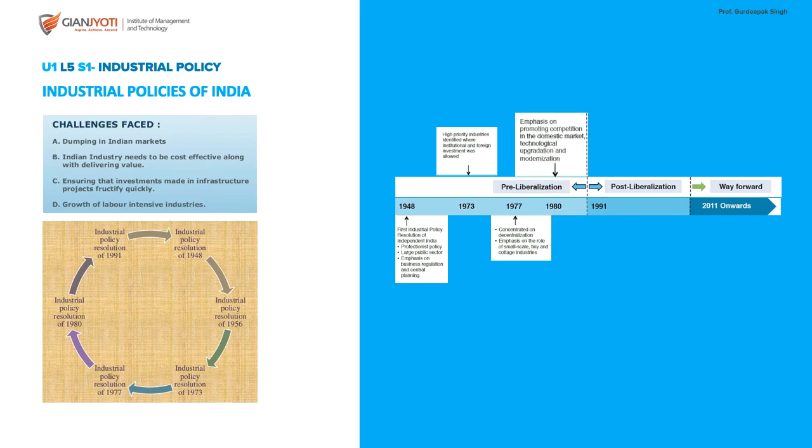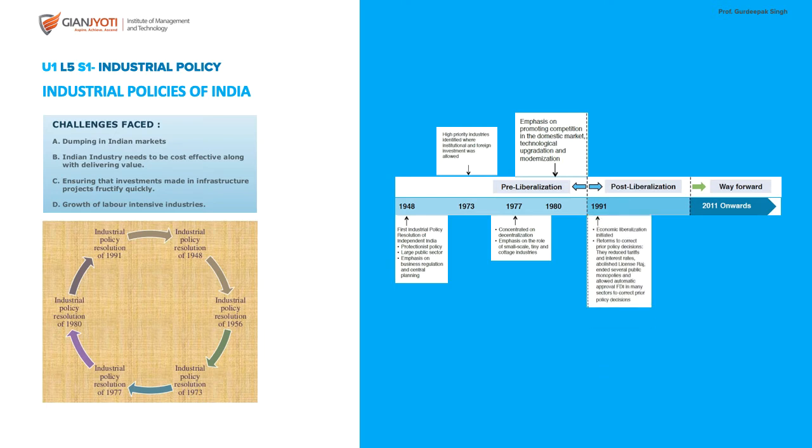But let me also talk about 1980. In 1980, we wanted the quality of the gross product, all the products that we are making in the country, to be good. So we tried to promote competition within the domestic market, and we wanted the latest technology to be used, and we wanted all our production units to be modernized.